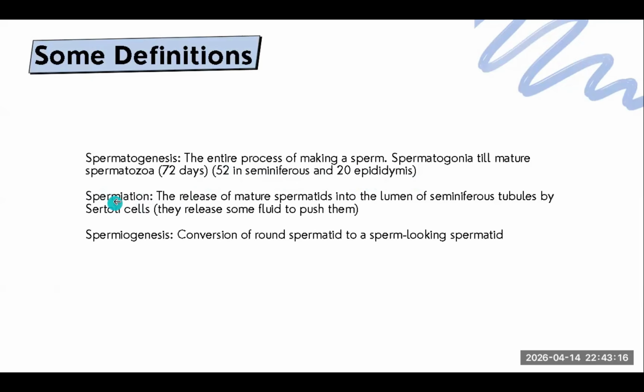The next definition is spermiation. Spermiation is the release of mature spermatids into the lumen of the seminiferous tubules by the Sertoli cells. And the way they do that is they release some fluid to push the sperms into the lumen. And finally, we have spermiogenesis. So we had spermatogenesis, spermiation, now spermiogenesis. Spermiogenesis is the conversion of round spermatid to a sperm-looking spermatid. Round spermatid to a sperm-looking spermatid. And we will talk more about them in the spermatogenesis lecture.